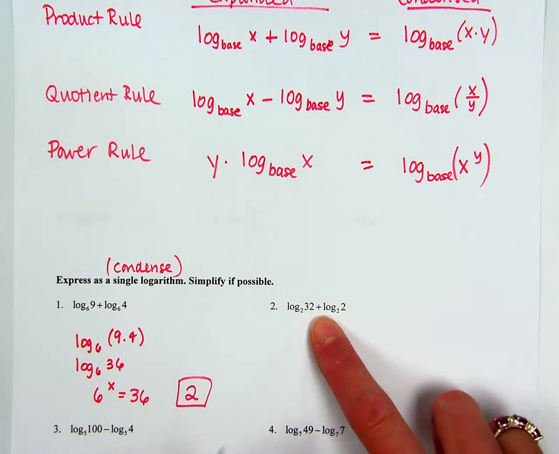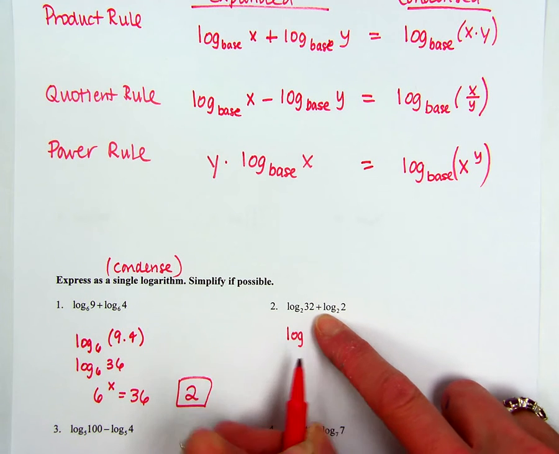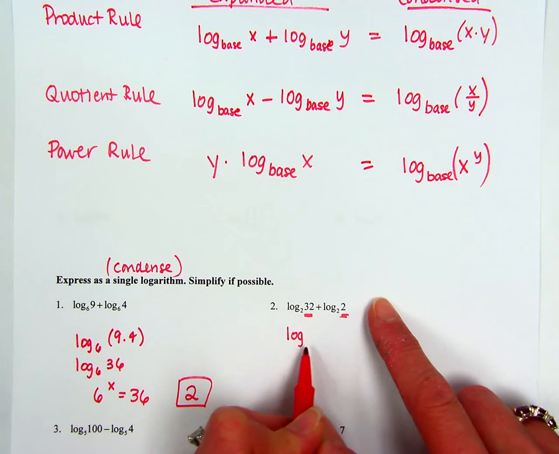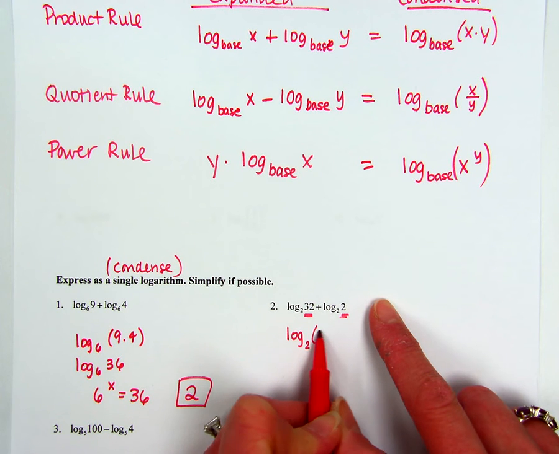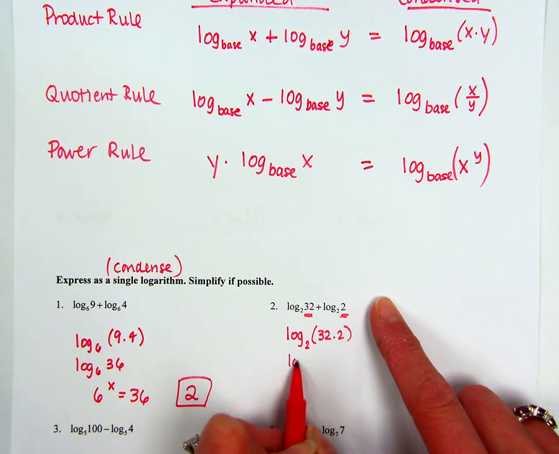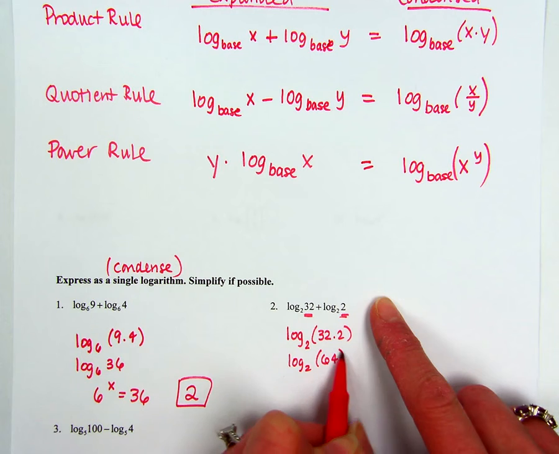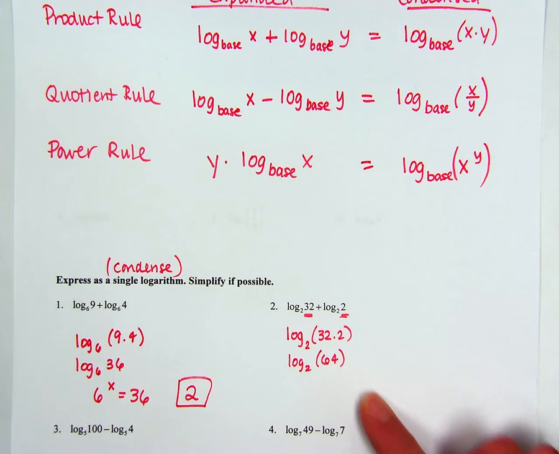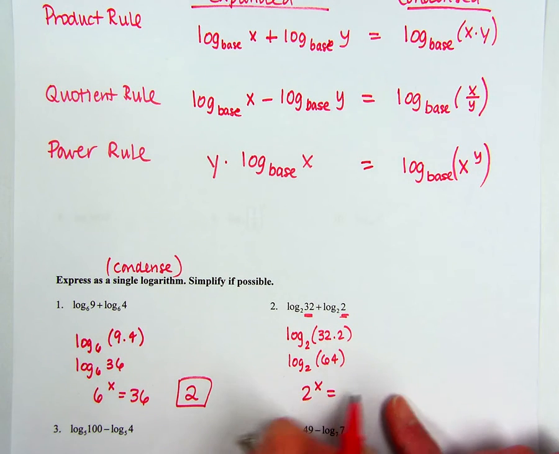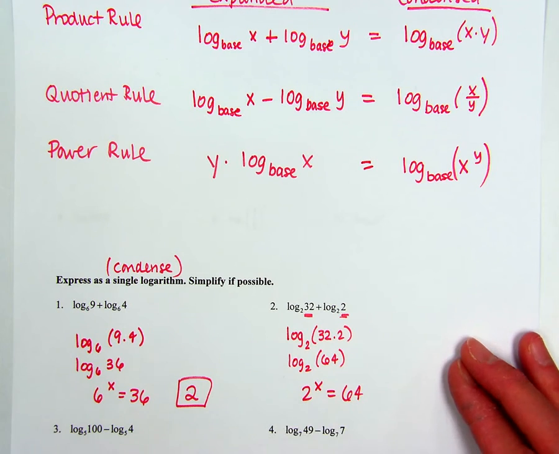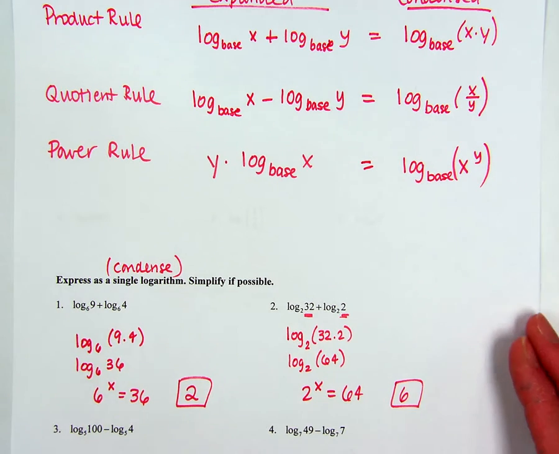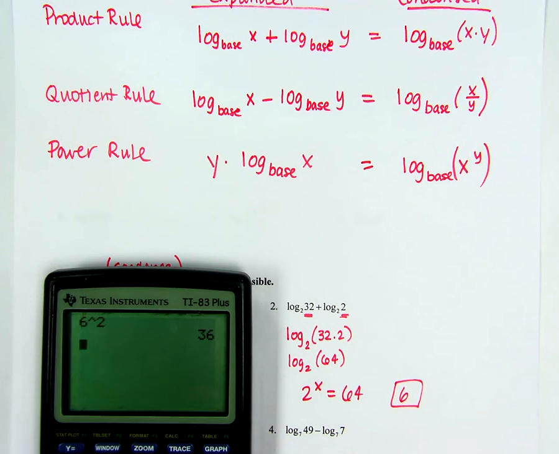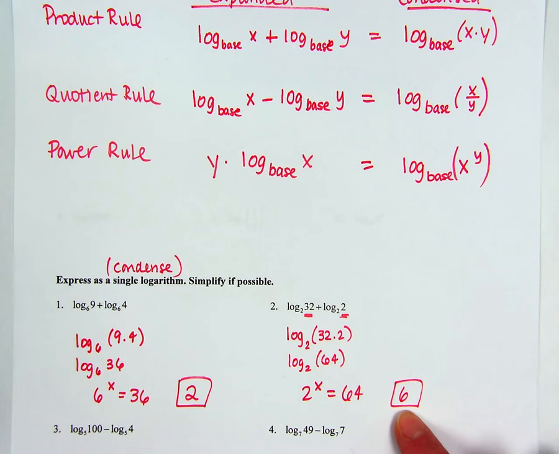Okay, so again, just like the last problem, it's addition, so I know I'm going to do multiplication. I keep my base as 2, but I multiply 32 times 2. So that's 64. So it's log base 2 of 64. So now I need to think of 2 to the what power is equal to 64. So that answer is 6. And again, if you don't know, try 2 squared, 2 to the third, 2 to the fourth, 2 to the fifth, until you get to 64, which is what we wanted. So the answer is 6.